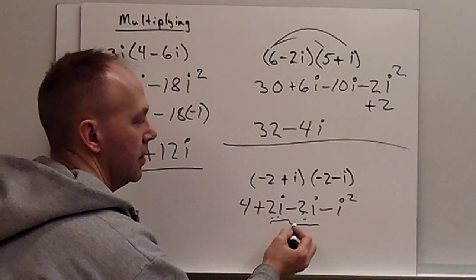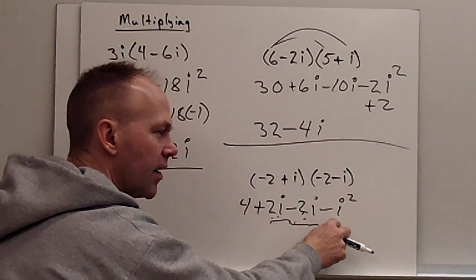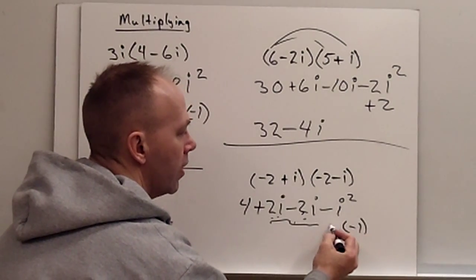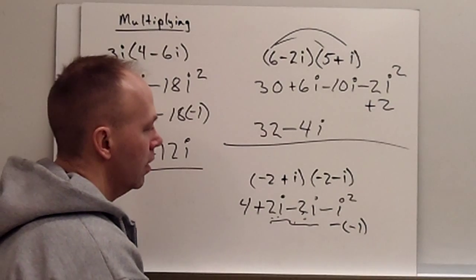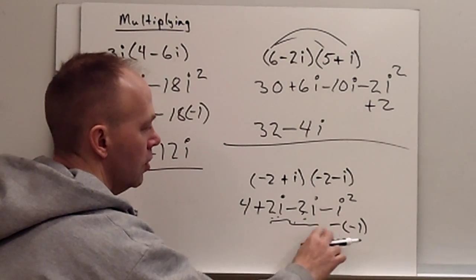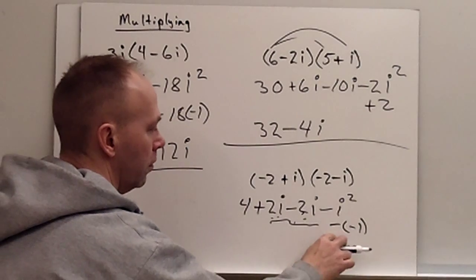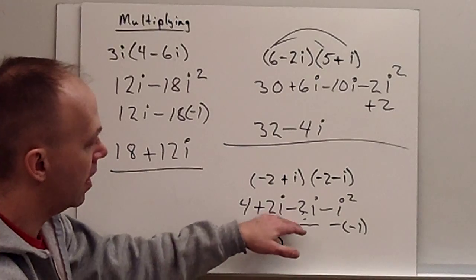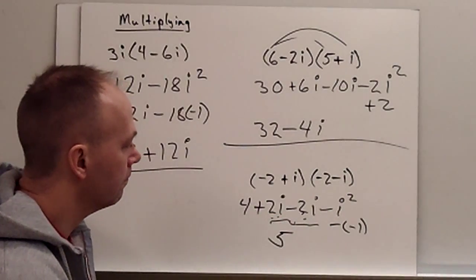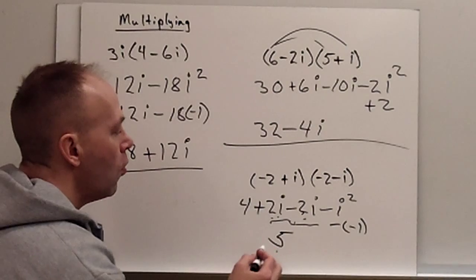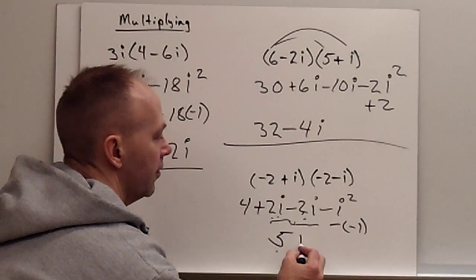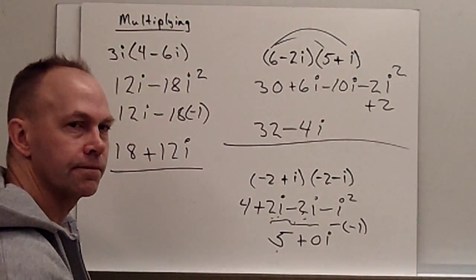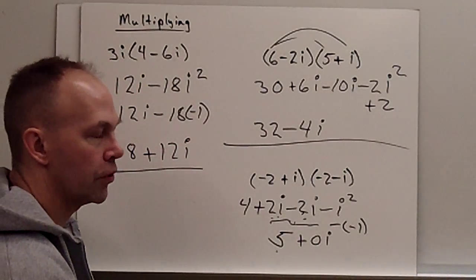These combine to be 0. Negative i squared is negative 1. So I get minus a negative 1. That's plus 1. So I'm just left with 4 plus 1, or 5. My imaginary parts are gone. Of course, I could always write this in standard complex form as 5 plus 0i. Pretty cool stuff.